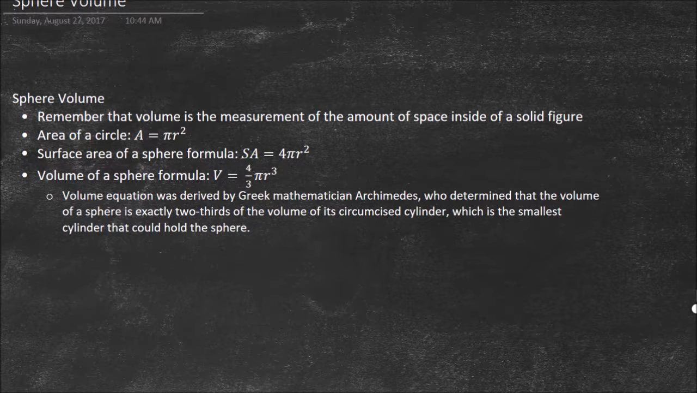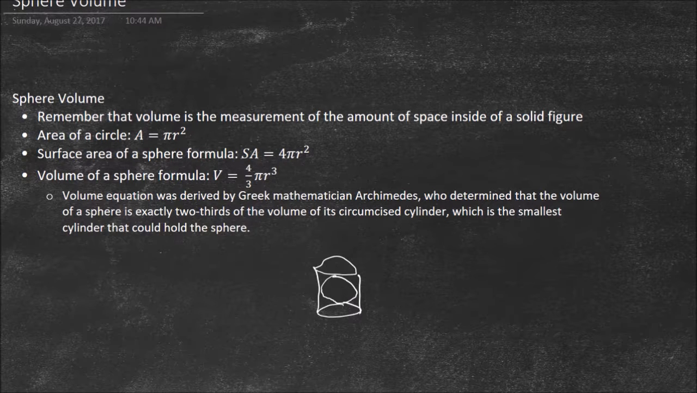And this was developed by the Greek mathematician Archimedes, who determined that the volume of a sphere is exactly 2/3 of the volume of its cylinder, which is the smallest cylinder that could hold a sphere. If we have a cylinder here, and it's holding a sphere inside like this, we already had formulas for the volume of a cylinder. That one was pretty easy to reason out, but a sphere was tougher.